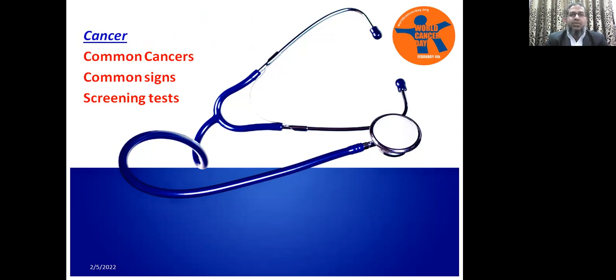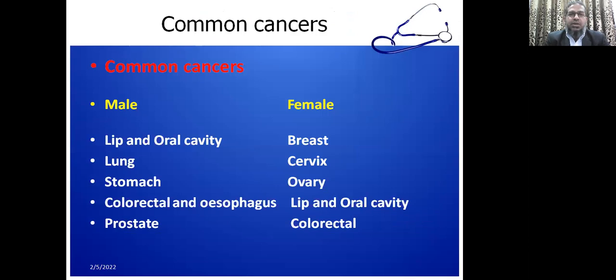In this video, we are going to see what the common cancers are, what their common signs are, and the screening tests applied to detect these cancers. Now coming to the common cancers, they are classified into two categories: one among males and second among females. The 5 common cancers among males in India are lip and oral cavity, lung, stomach, colorectal and esophagus cancer, and prostate. Whereas in females, the 5 most common cancers are breast, cervix, ovary, lip and oral cavity, and colorectal cancers.